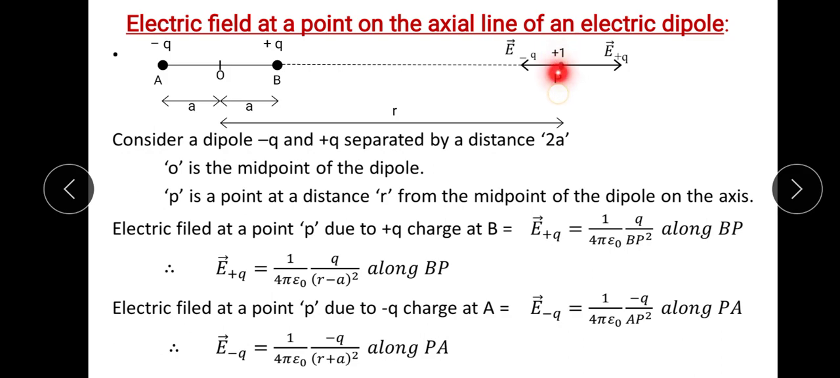Now at point P there are two electric fields. One is due to the positive charge and the other one is due to the negative charge, and this is the direction of the electric field due to the positive charge, and this is the direction of the electric field due to the negative charge. Now let us add them vectorially.